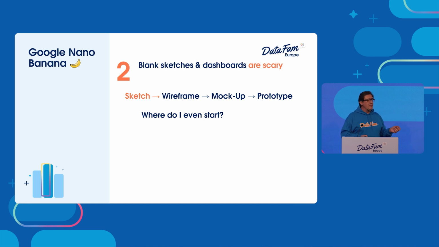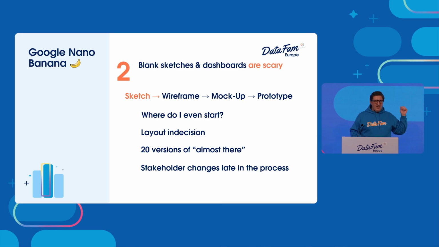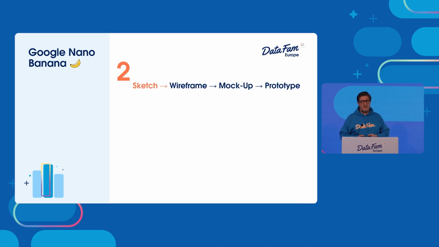So where do I even start sometimes? We don't know. Where's the layout decision? Can we change the layout decision? Can we move stuff around as well? How many times do you end up with 20 versions of the same thing, of the same layout, of the same idea? Stakeholder changes late in the process, that's what I was telling you. If we go to the stakeholders at the last minute, they are going to end up saying, oh, this is not what I expected, this is not what I wanted.